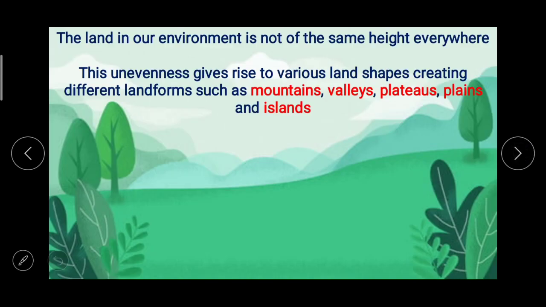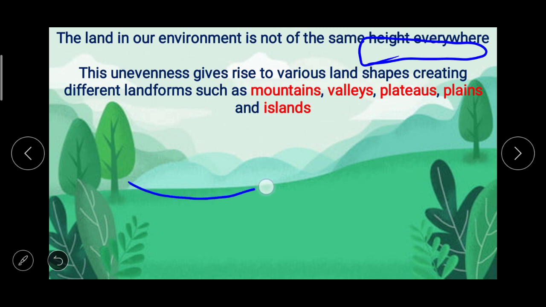The first thing we are going to start with is that the land in our environment is not of the same height everywhere, and we experience this. जैसे हम ट्रैवल करते हैं एक जगह से दूसरी जगह, तो हमें ये बात आसानी से समझ में आती है, या फिर हम कभी किसी हिल स्टेशंस पे जाते हैं, या फिर हम जहाँ रहते हैं वहाँ से हमारे गांव या फिर गांव से किसी और जगह पे जाते हैं, then we can easily experience that the land in our environment is not of the same height everywhere.